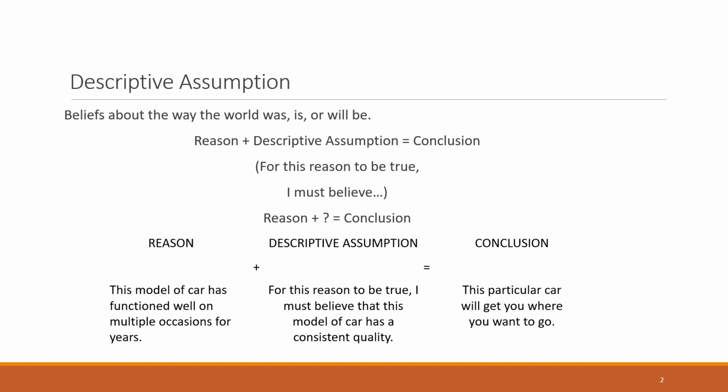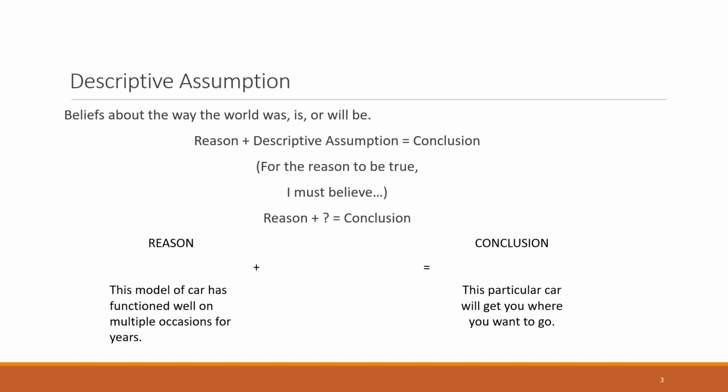Now, let's look at another example, the same example, but another descriptive assumption, because you can have more than one descriptive assumption for the same argument. Let's look to see a possible alternative descriptive assumption. So once again, the reason is this model car has functioned well on multiple occasions for years. Therefore, this particular car will get you where you want to go.